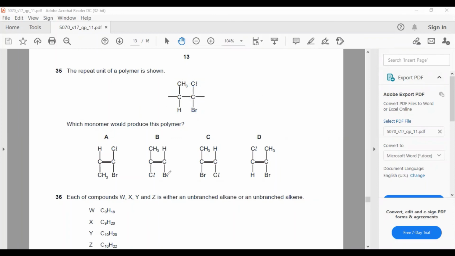Why is B wrong? B has methyl and chlorine, whereas in the polymer it is methyl and hydrogen. Why is C wrong? Bromine and chlorine are on different carbons here, not the same carbon. Why is D wrong? Because methyl and bromine are given, while the question has methyl and hydrogen.